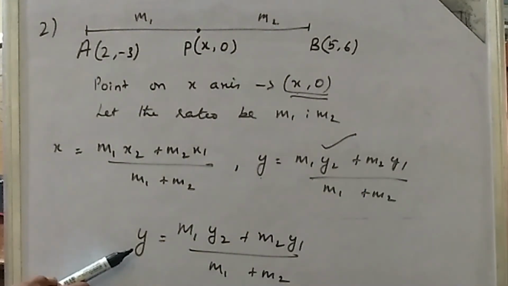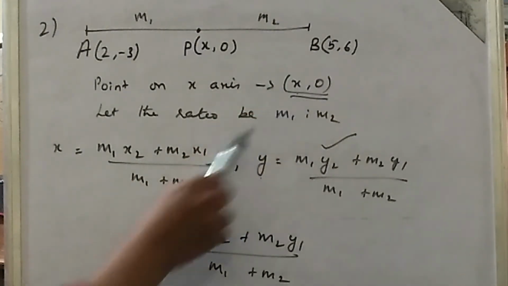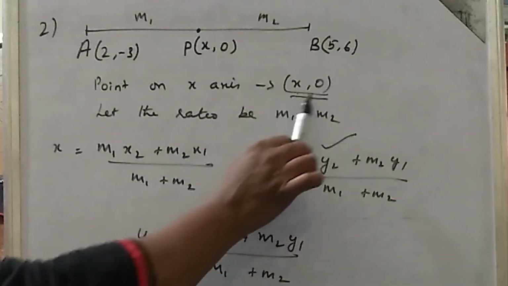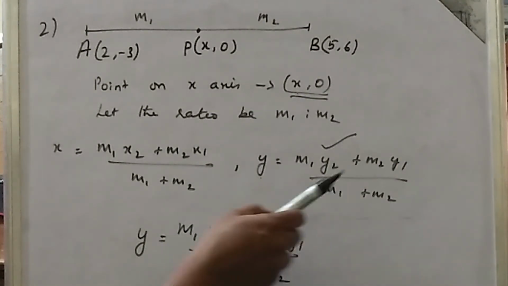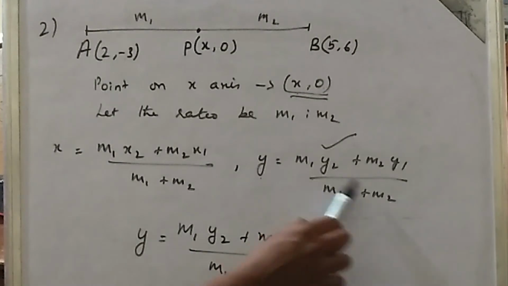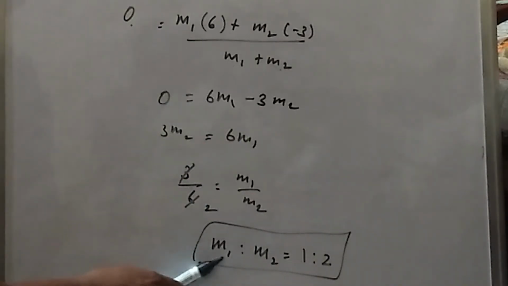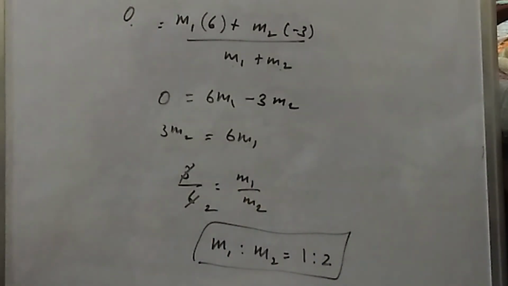Now, you will take (x, 0). If you take x, everything you will keep in the x term only, and we will not get the answer. So if you take 0, within 2 steps you will get the answer. So I am taking the 0. y is equal to 0, that means the second part we have to take. Do the cross multiplication, the ratio m1 is to m2 is equal to 1 is to 2.